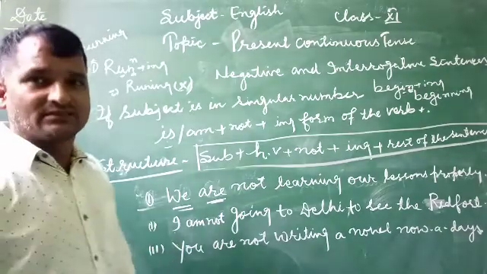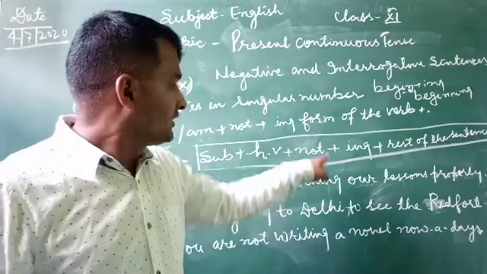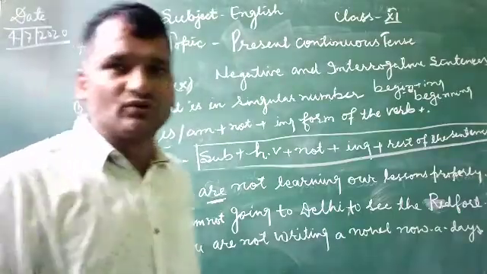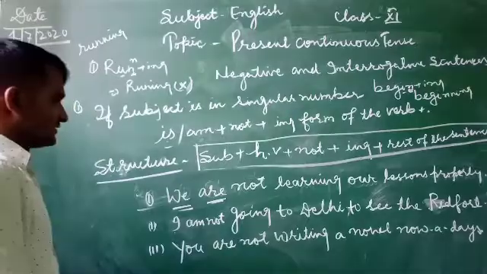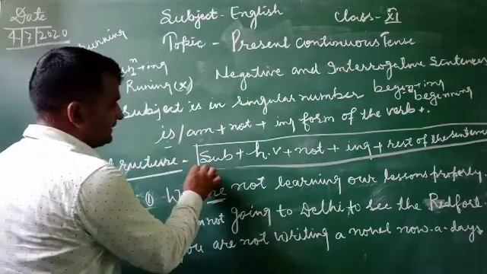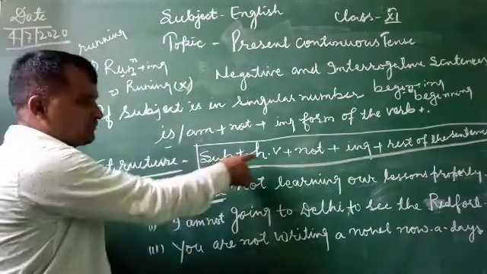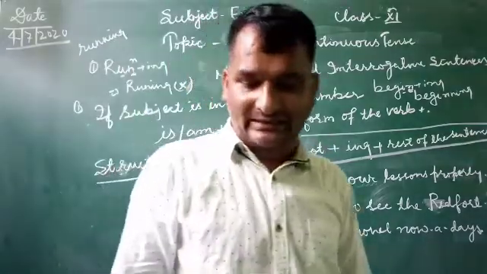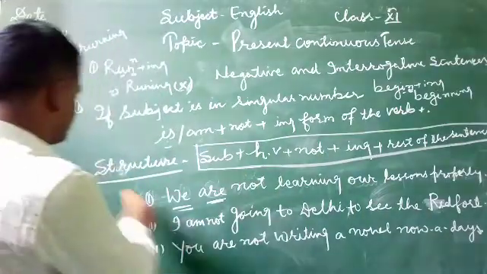If the subject is in singular number, we have to use is with not with the ing form of the verb. If your subject is plural, we have to use are with the ing form of the verb. So always remember this structure: subject plus helping verb plus not plus ing form of the verb plus the rest of the sentence. Always keep this structure in your mind.